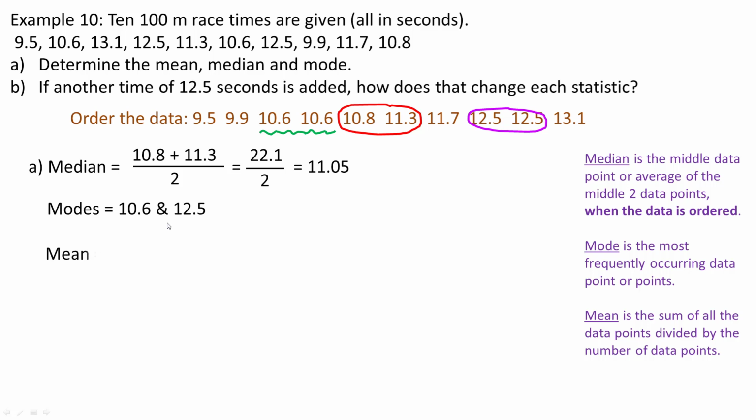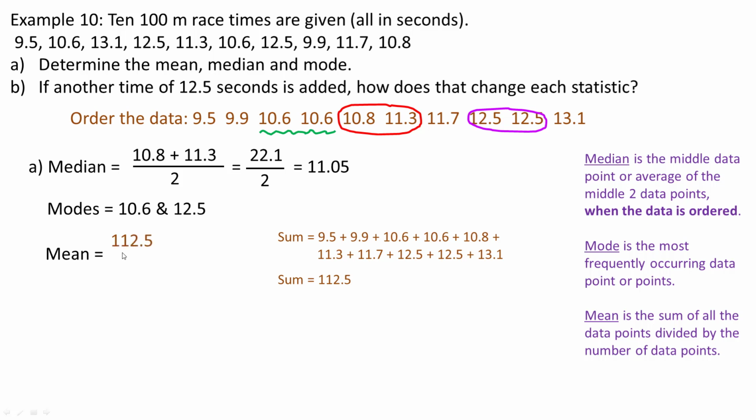Now, for the mean, we want to find the sum of all the data points. We add them all up, and they add up to 112.5. So we go 112.5 divided by 10 numbers. We're told there's 10 of them, and you could count that there's 10 of them. That works out to be 11.25. That would be the mean. So there's the mean, median, and the modes.